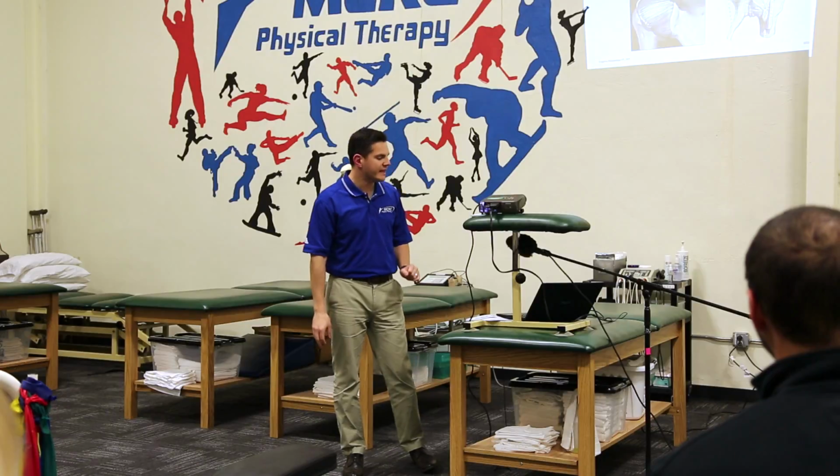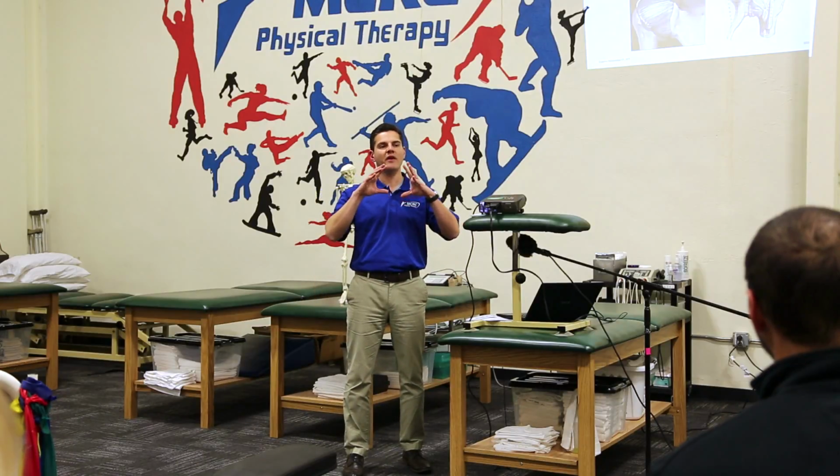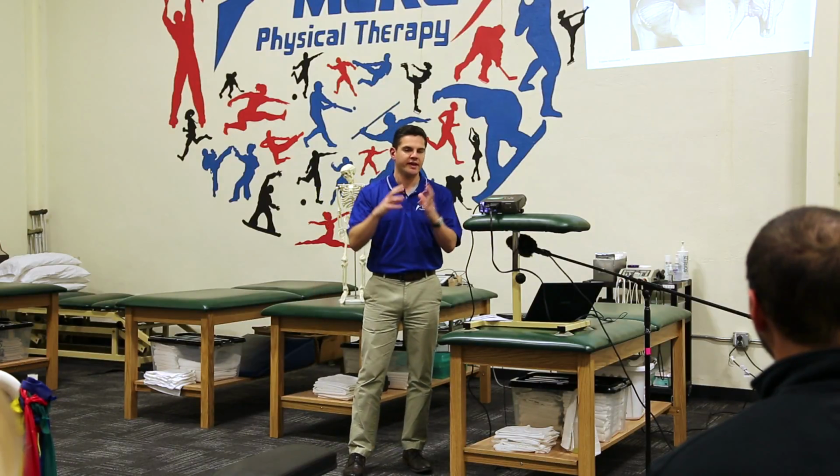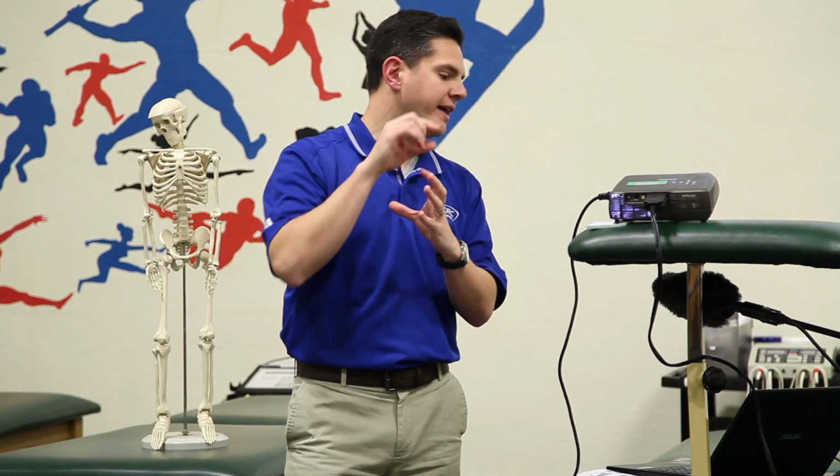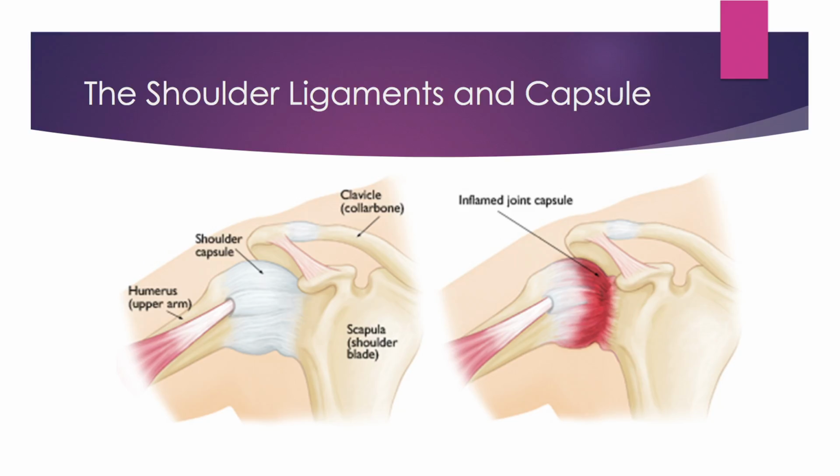The next thing is the ligaments and capsule, and the capsule is soft tissue that surrounds the joint and makes basically a capsule around it. And there are thickenings in the capsule that we call ligaments, which are tighter bands, and that gives the shoulder stability, like tight ropes that hold everything in place.